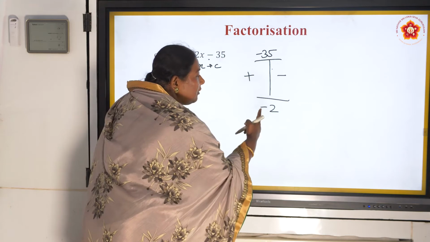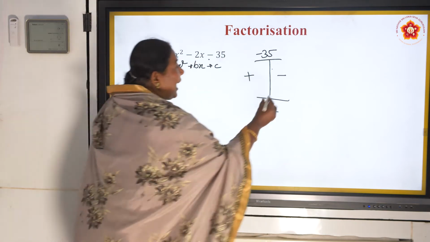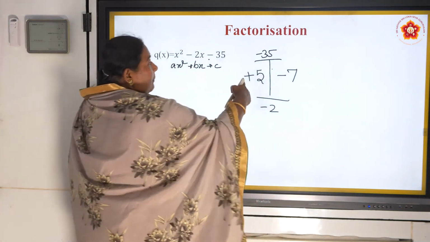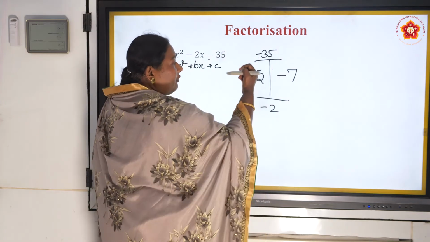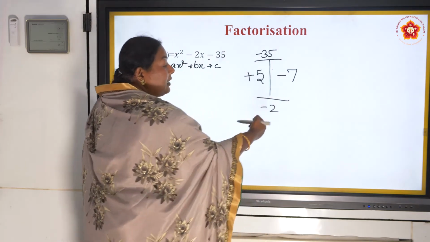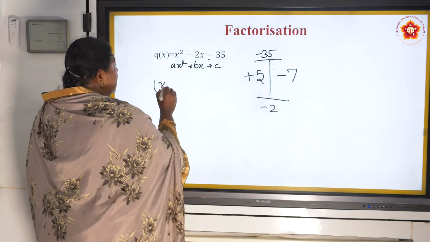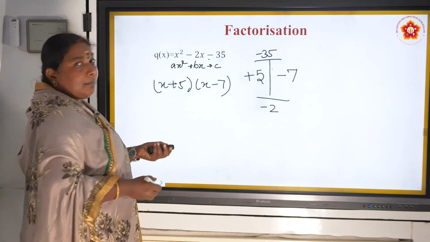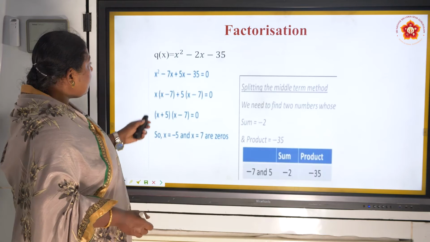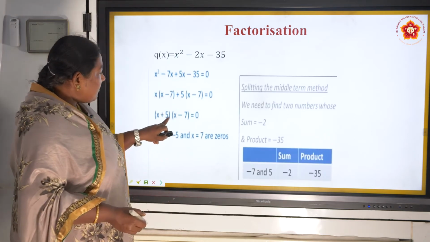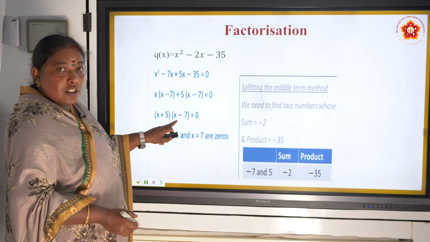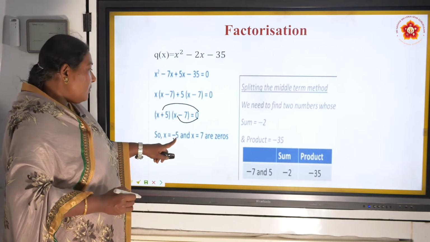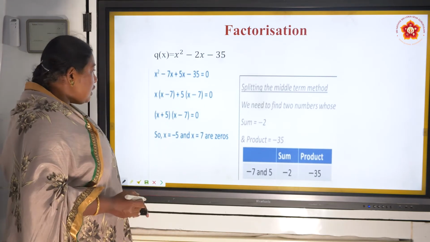So here you have to see, here we have minus 2. That means my biggest number has the minus symbol. Right? Plus into minus, minus 5 7s are 35. Next, plus 5 minus 7 is minus 2. I got the answer. That means x plus 5 and x minus 7. So my answer is minus 5 and plus 7. Right? Let us see. I have x plus 5 and x minus 7 is equal to 0. So I have to compare each and every factor with 0. So I get x is equal to minus 5 and x is equal to 7 as the zeros.